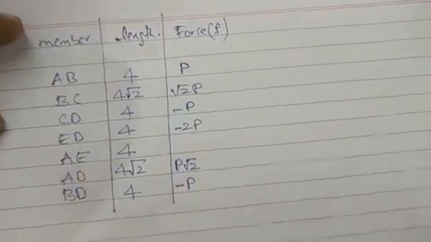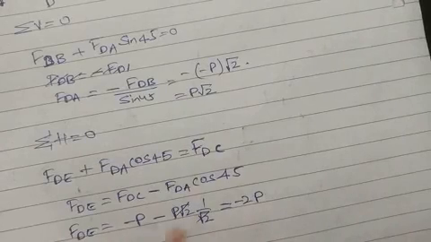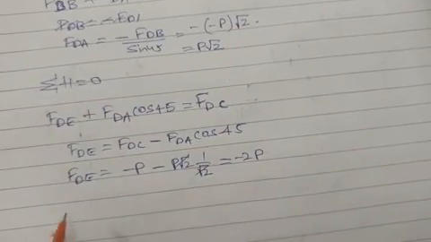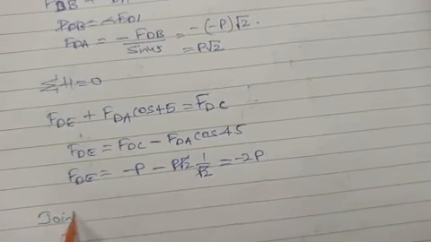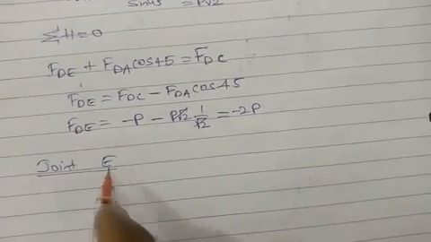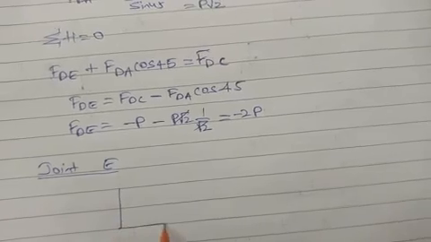So the only thing remaining is AE. So let us take joint E. Joint E is away from joint.